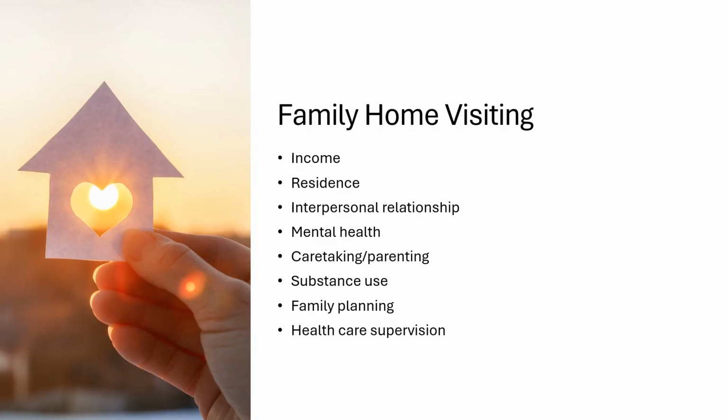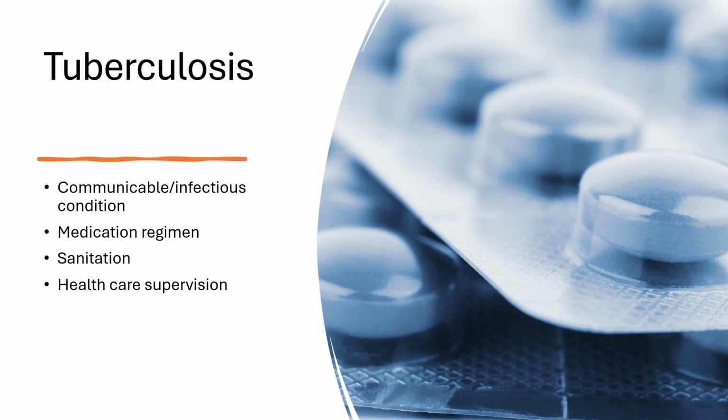Typical problems assessed for family home visiting clients might include income, residence, interpersonal relationship, mental health, caretaking parenting, substance use, family planning, and healthcare supervision. Other problems like pregnancy and postpartum may be added as relevant. For communicable disease prevention and control programs such as direct observed therapy for tuberculosis, assess these problems and add others if needed: communicable infectious condition, medication regimen, sanitation, and healthcare supervision.